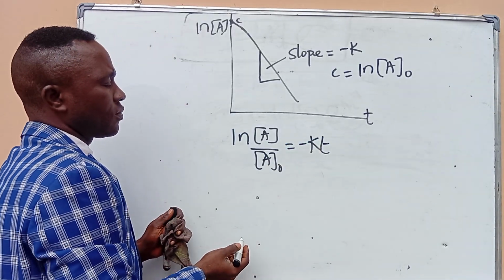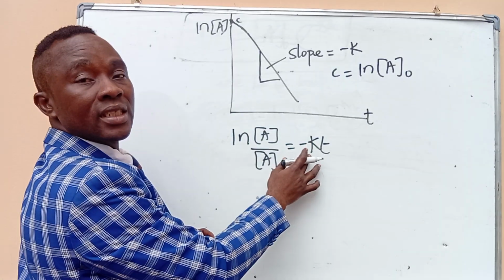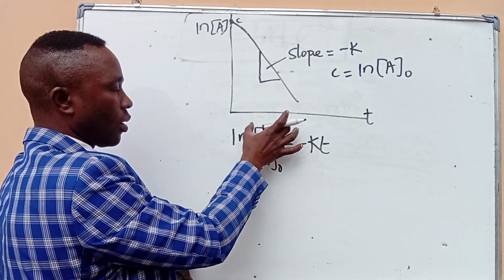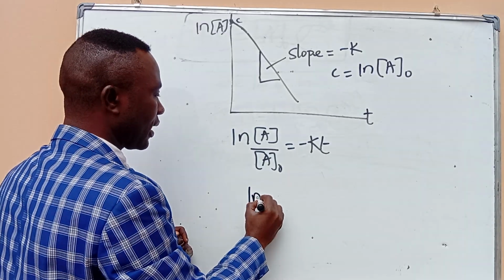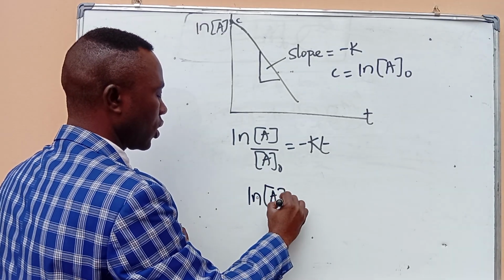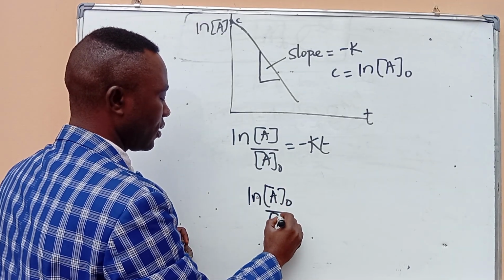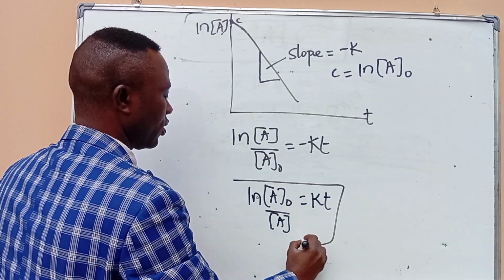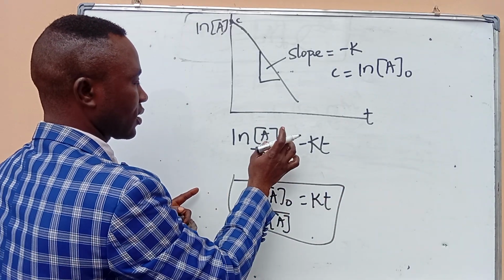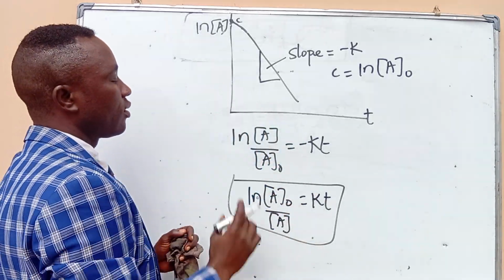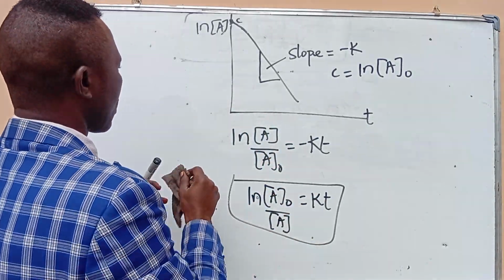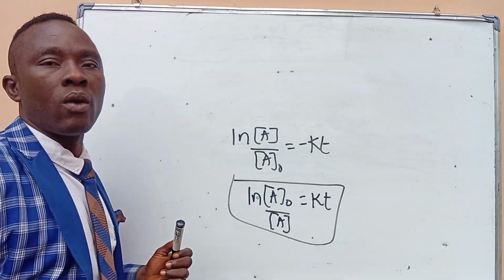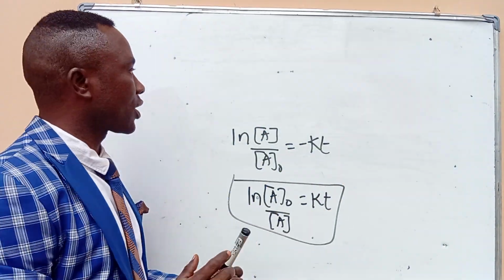Now that means we can remove this negative. If we want to remove this negative, we can take this up and this down. So when we take ln A0 over A, it will give us kt. Also, know that this can be gotten from this.